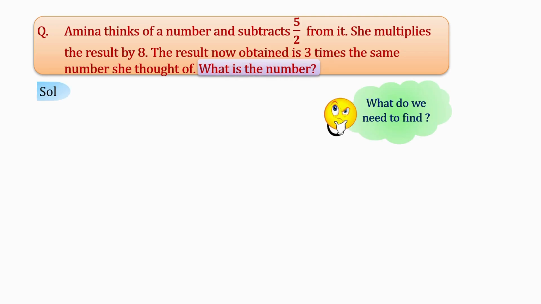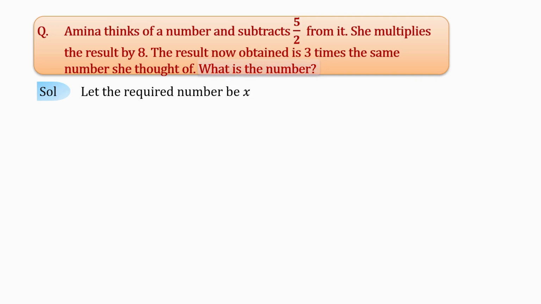So now we need to find the number that Amina has thought of. We will consider the required number to be x. The given condition is that Amina thinks of the number x and subtracts 5/2 from it, so x minus 5/2. This is the result. Then multiply it by 8.